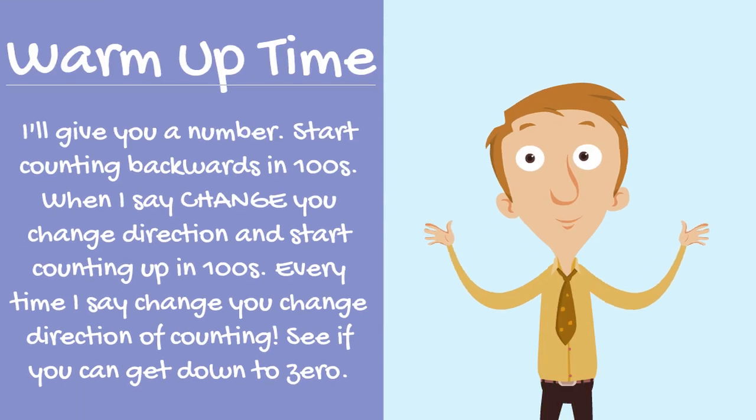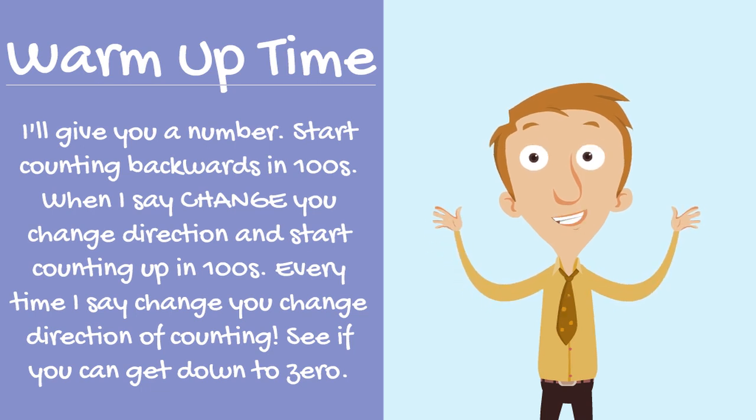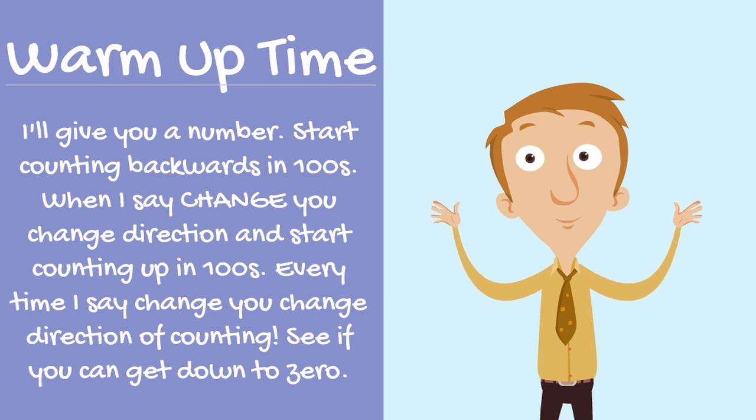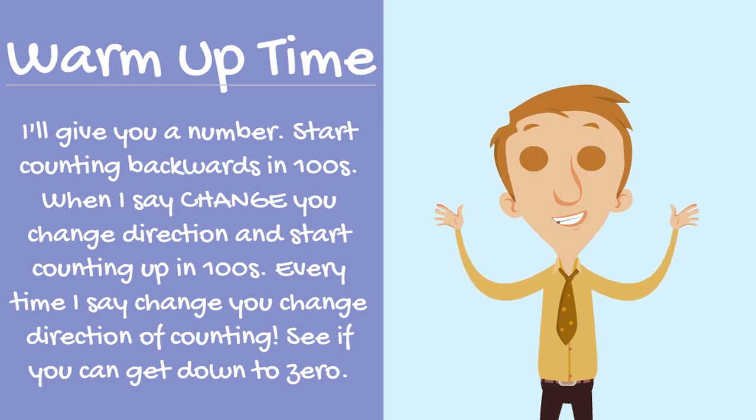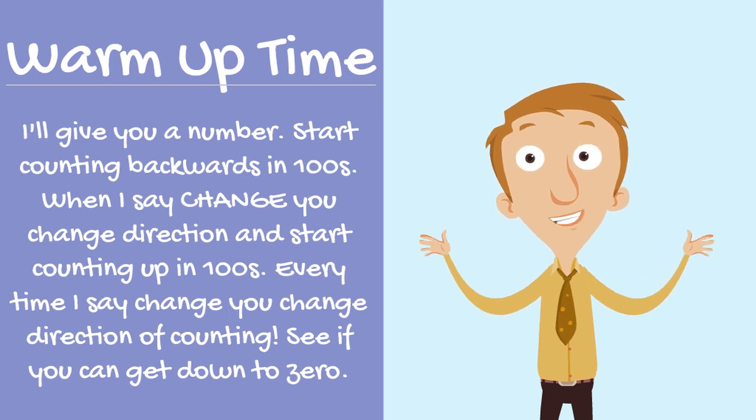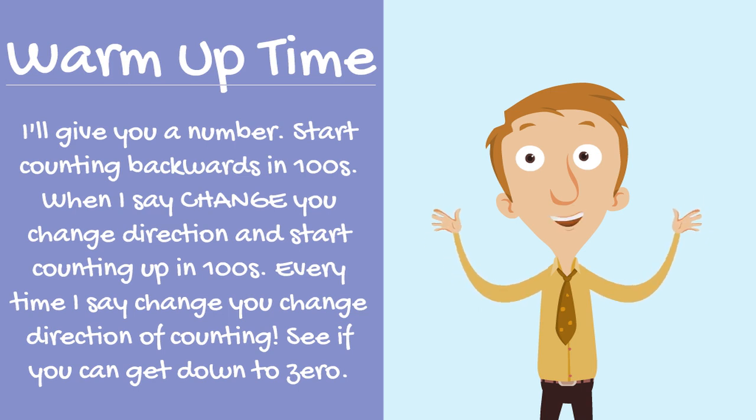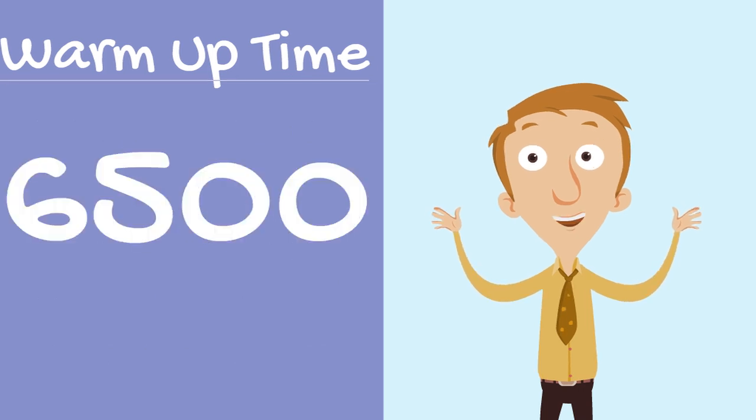You know this game already. I'm going to give you a number. This time I want you to start counting backwards in 100s. When I say change, you change direction and start counting up in hundreds. Every time I say change, you change the direction. See how close you can get to zero. Your starting number is 6,500. Ready? Go!